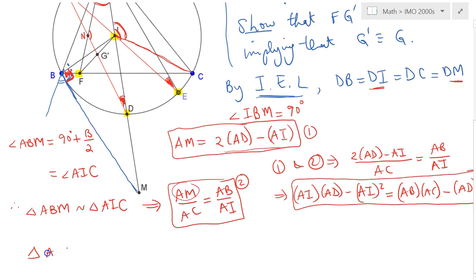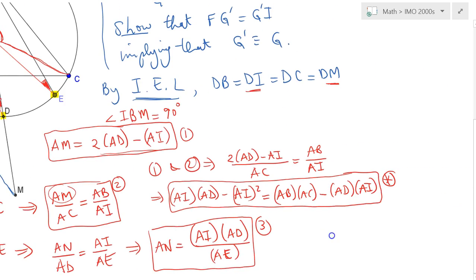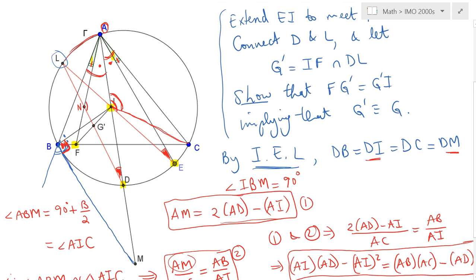Let's write that down. Triangle AND is similar to triangle AIE, which would imply that, for example, AN to AD is equal to AI to AE. Rearranging it, we get AN equals AI times AD, all divided by AE. Let's call this 3, because we decided to call the previous one star. In a similar way, I would like to establish a relationship for AF. Once I have AN and AF, this will give me the desired NF. My goal is to find an expression for NF, so that will help me use Menelaus.